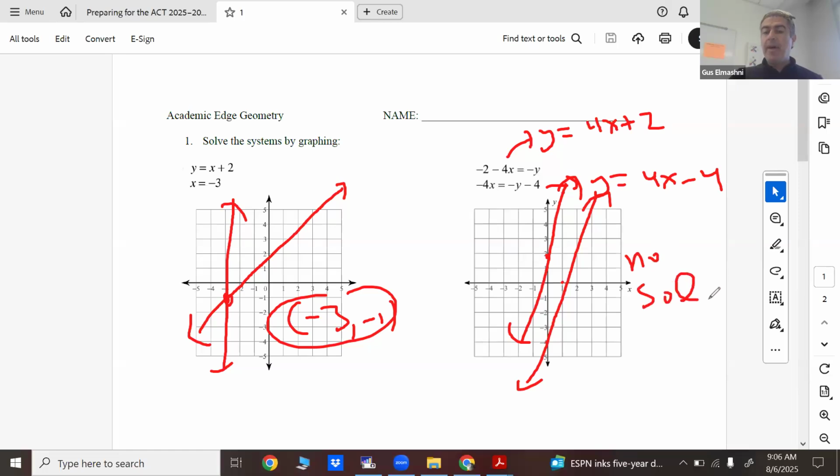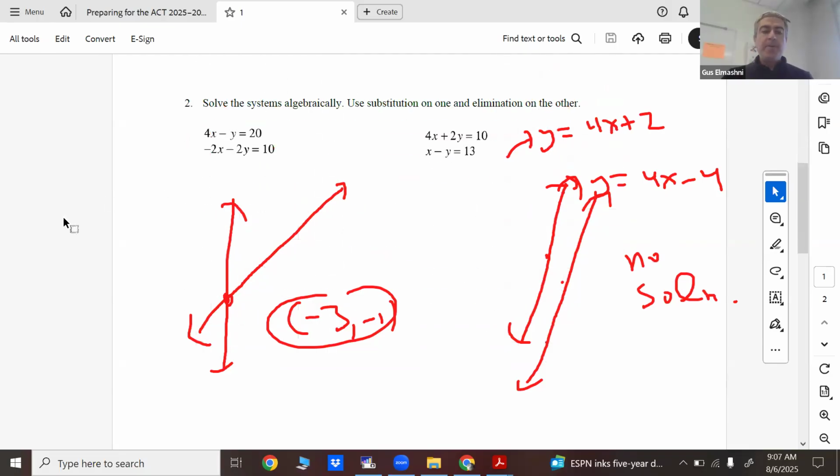Now, if they happen to be identical lines, like when I isolated y in each case, we got y equals 4x plus 2, y equals 4x plus 2, they are on top of each other. What would you say in that case? If one's on top of the other? Infinitely many, because so many. If they're the same line, because remember, a line has infinite points, right? If they're the same line, we say infinitely many. When that situation happens, that's what we would say. Infinitely many.